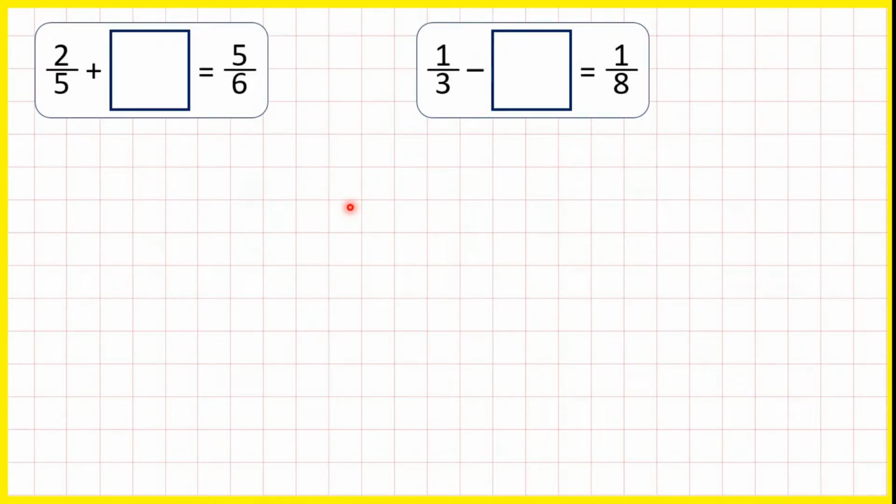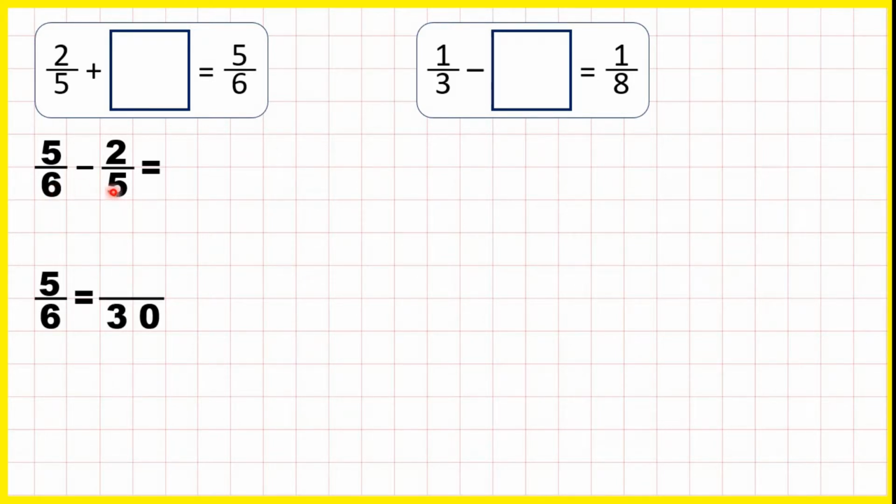Now we have some missing number or missing fraction addition and subtraction problems. Now this first problem is a missing number addition, and whenever we have a missing number addition, we always use subtraction to find the missing number. So we need to work out 5/6 minus 2/5 to find our missing fraction. But to subtract fractions, we need the denominators to be the same.